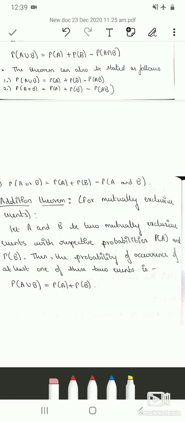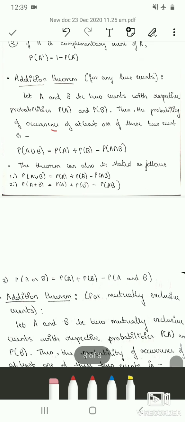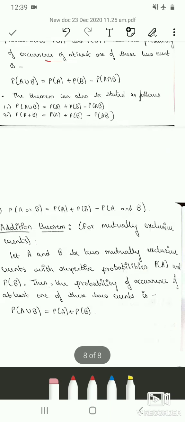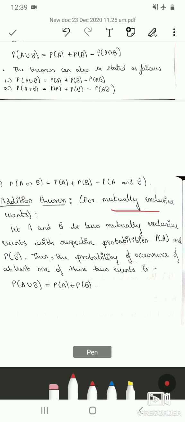Now, the addition theorem for mutually exclusive events. This was the addition theorem for two events, and this is for mutually exclusive events. Let A and B be two mutually exclusive events with respective probabilities P(A) and P(B). Then the probability of occurrence of at least one of these two events, probability of A union B, is equal to probability of A plus probability of B, since the probability of A intersection B is 0. So this is the addition theorem in case of mutually exclusive events.